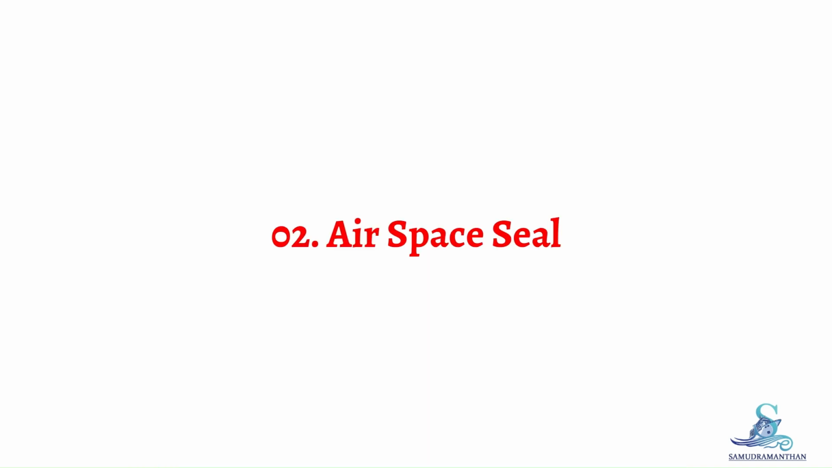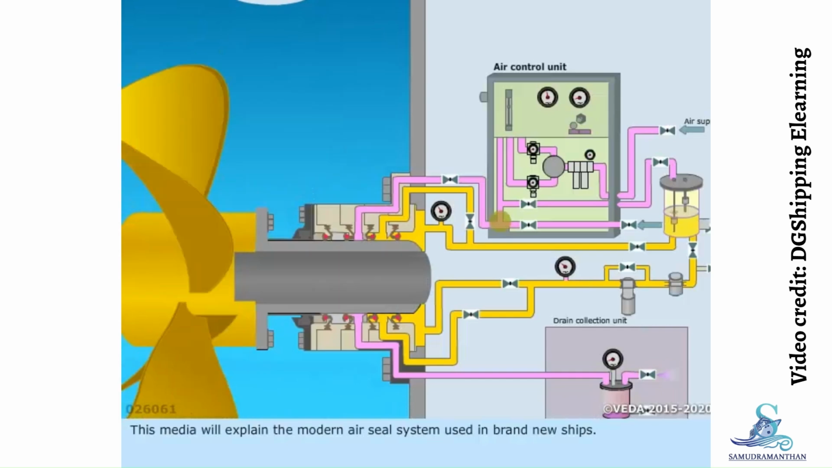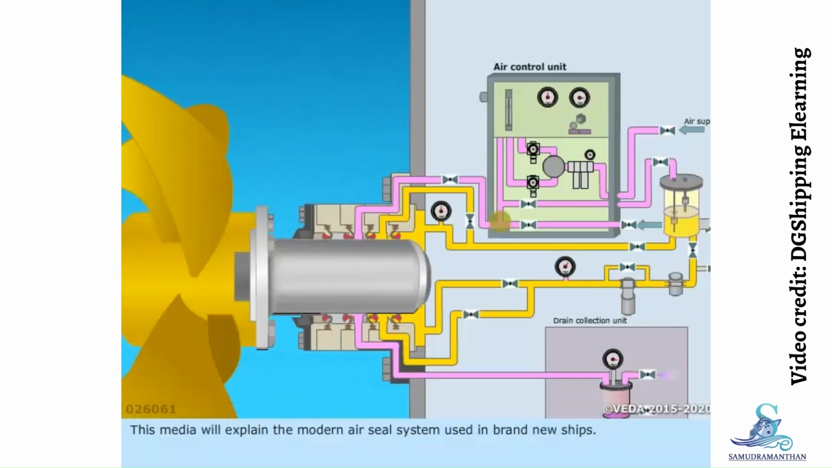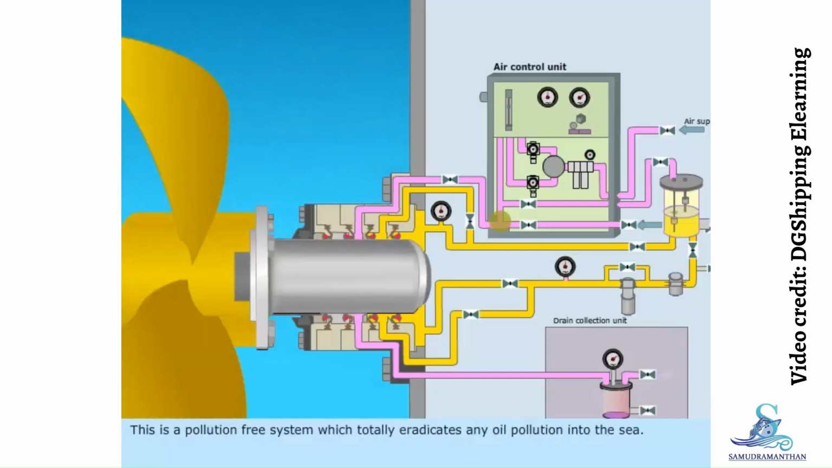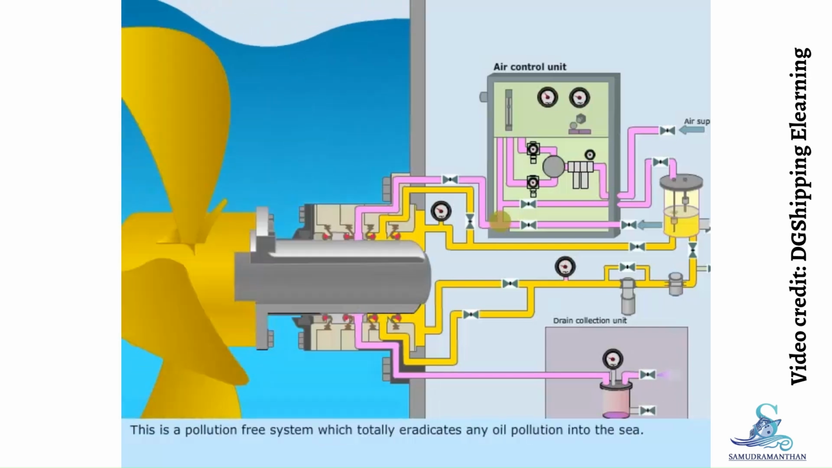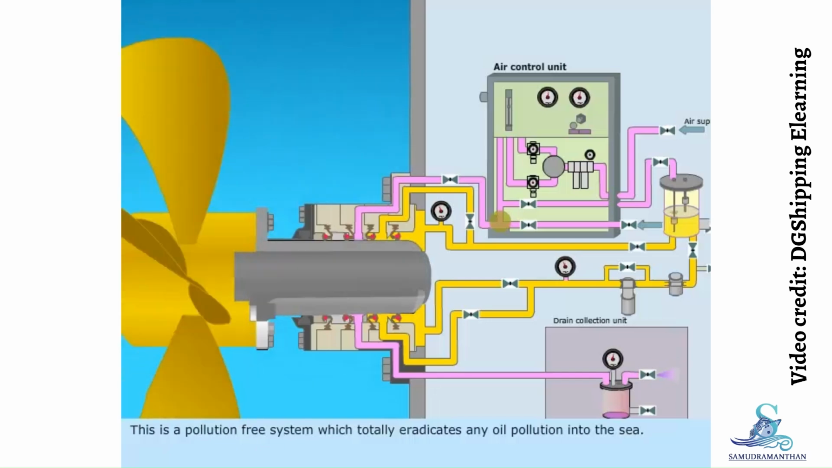Topic 2: Airspace Seal. This media will explain the modern air seal system used in brand new ships. This is a pollution-free system which totally eradicates any oil pollution into the sea.